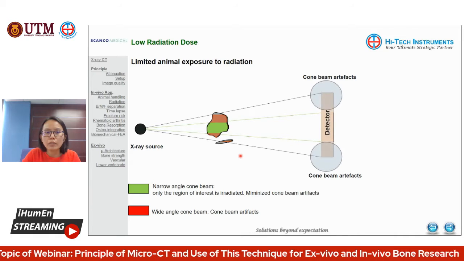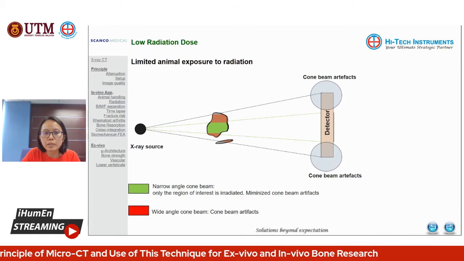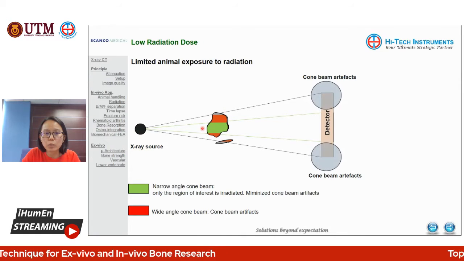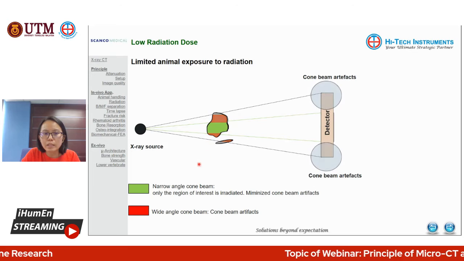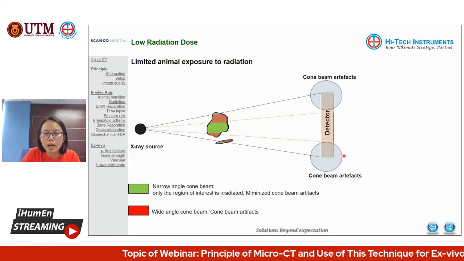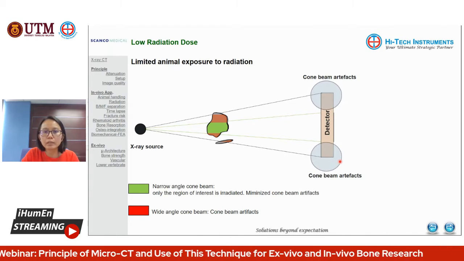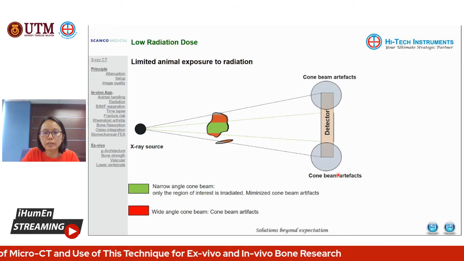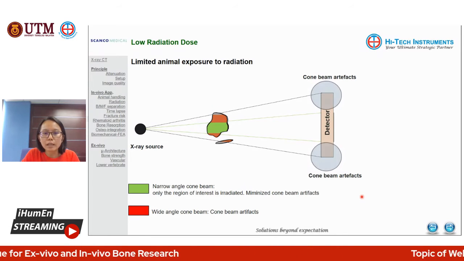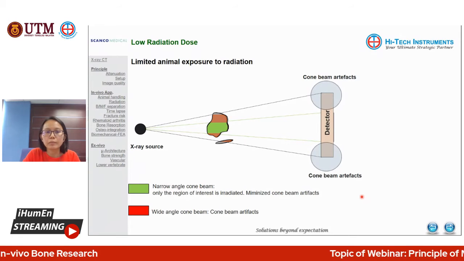And of course, by using a wide angle cone beam, you basically expose the whole area with radiation. Another advantage of using a narrow angle cone beam is that you can minimize the cone beam artifact, which commonly appears at the edge of the detector itself. So some of these depend on the design of the micro-CT also.